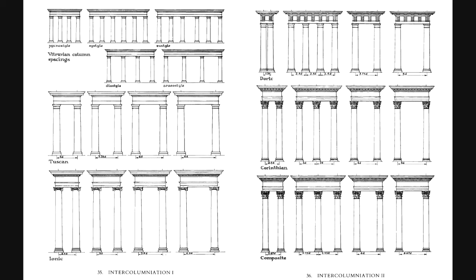So the narrow one, the first one on the left, is, I think, 2. It's always the lower diameter, the lower diameter at the beginning of the column. It's distance 2. Then you see, I think, 2.5. And then he has the third one called Eustylos. That means beautiful. Eu is a prefix describing something positive or beautiful.